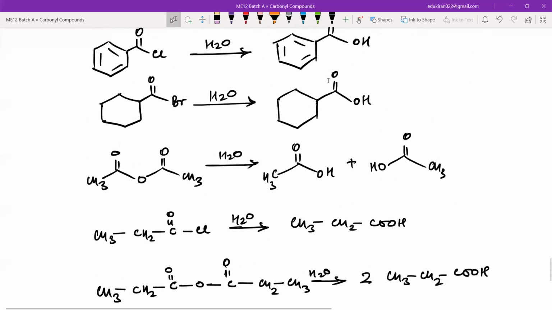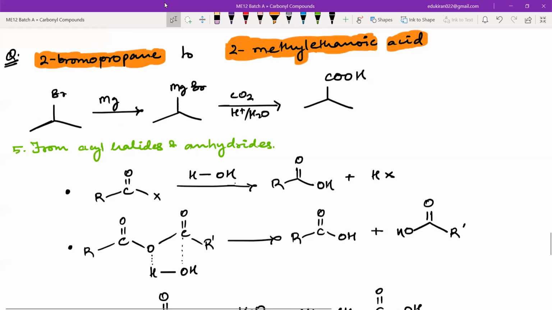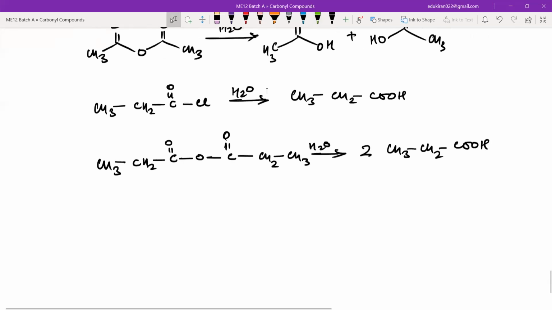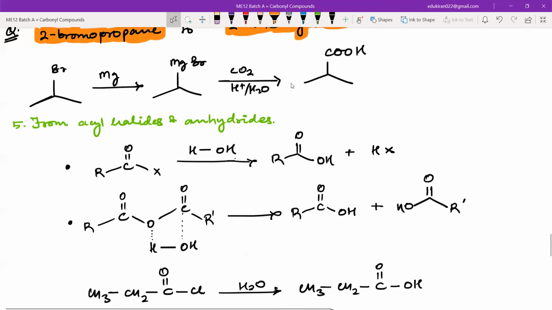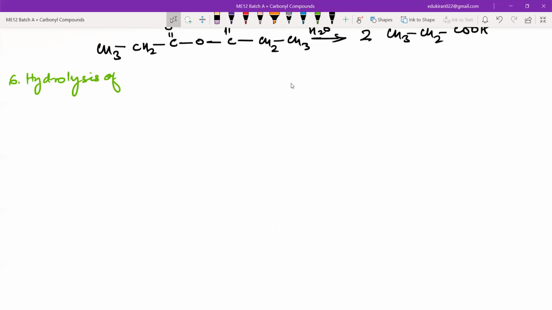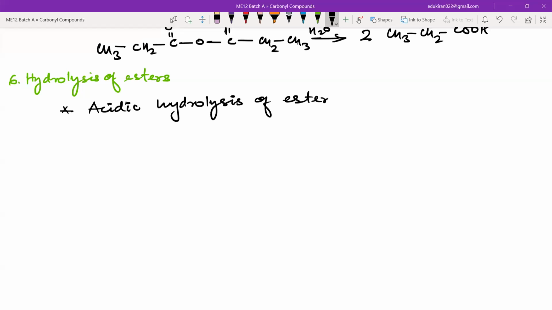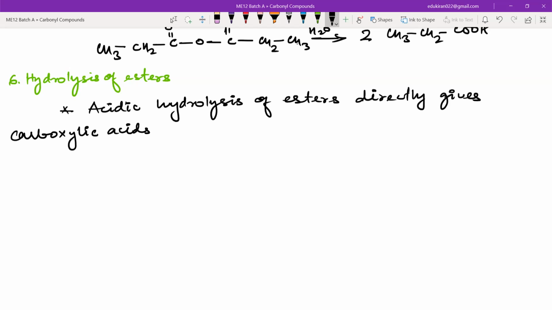Hydrolysis of esters. Acidic hydrolysis. Hydrolysis means reaction with water. Acidic hydrolysis means in the presence of acid. Acidic hydrolysis of esters directly gives carboxylic acid and alcohol.